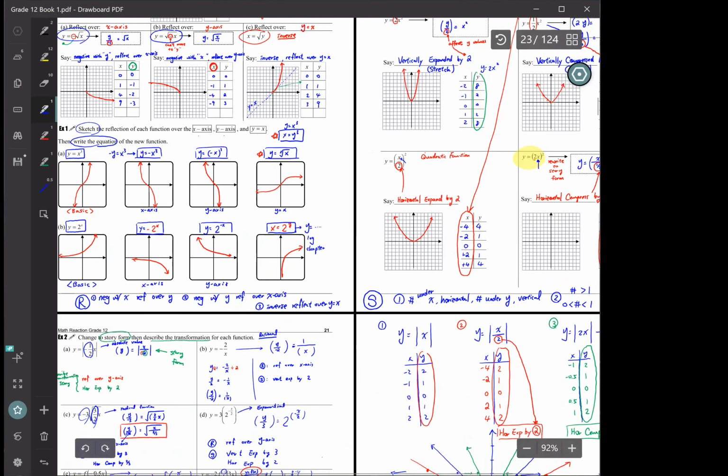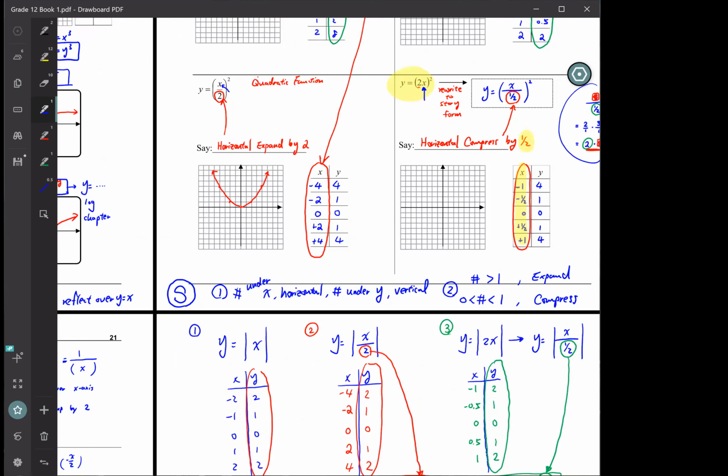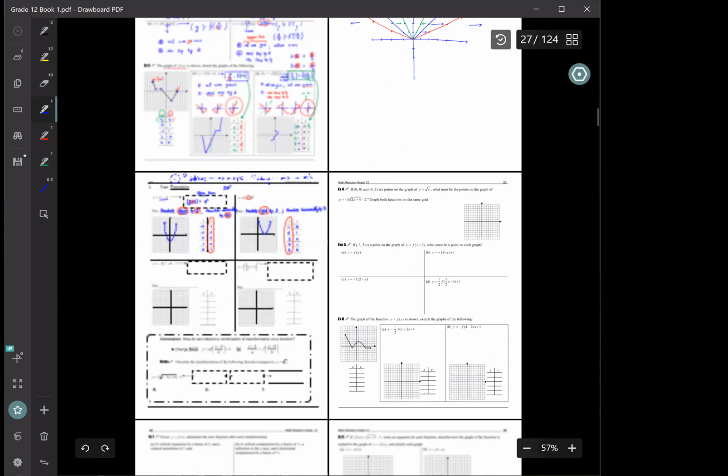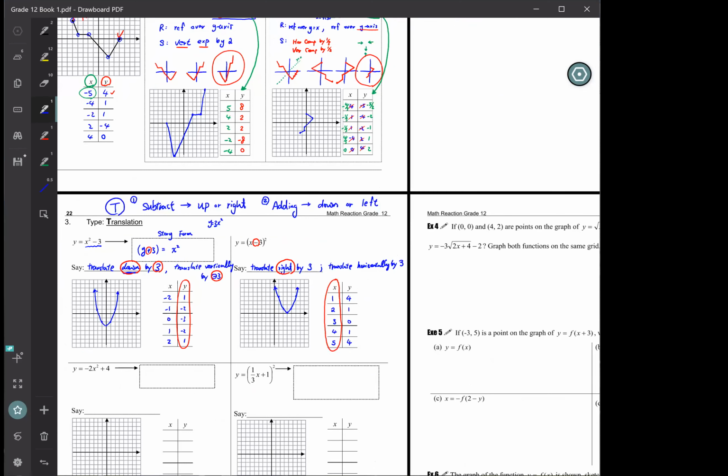And then for the S, this is from last week: number under x, horizontal; number under y, vertical. Number bigger than 1, expand; number between 0 and 1, compress. And then today we add in our final rule: subtract up and right, add down and left.